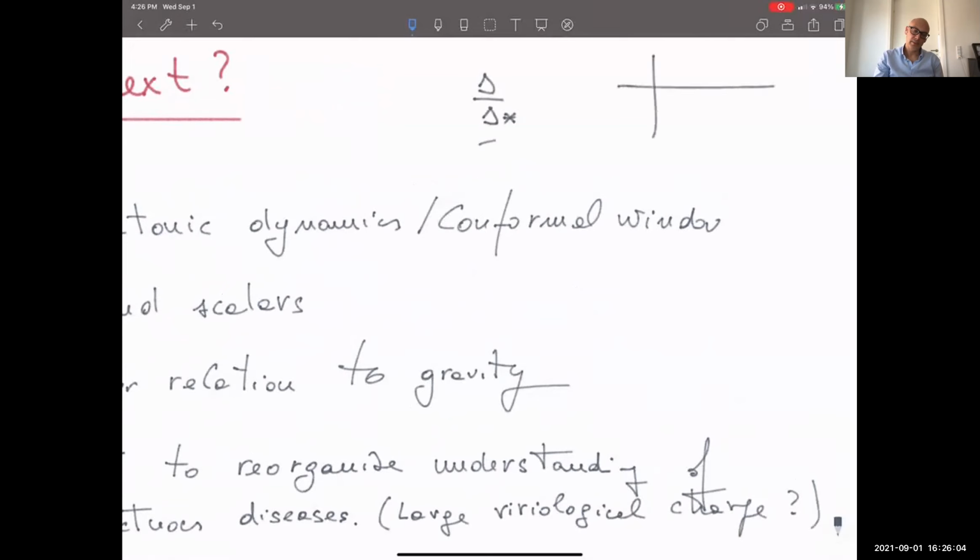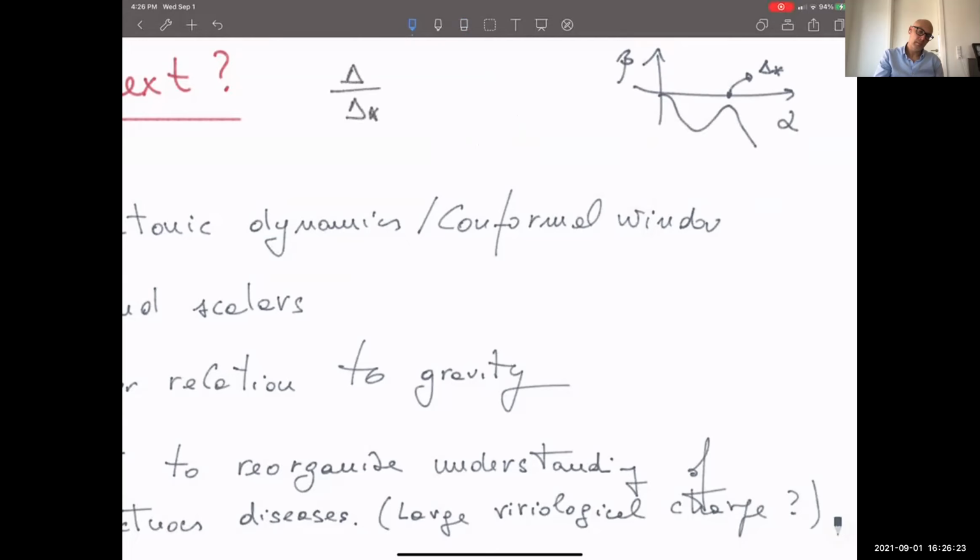So if you have this, and we really have this kind of dynamics right here, this is beta, a function of alpha. At this point you will have delta star, and this is 1, plus some log Q. And then you have some function of the background.